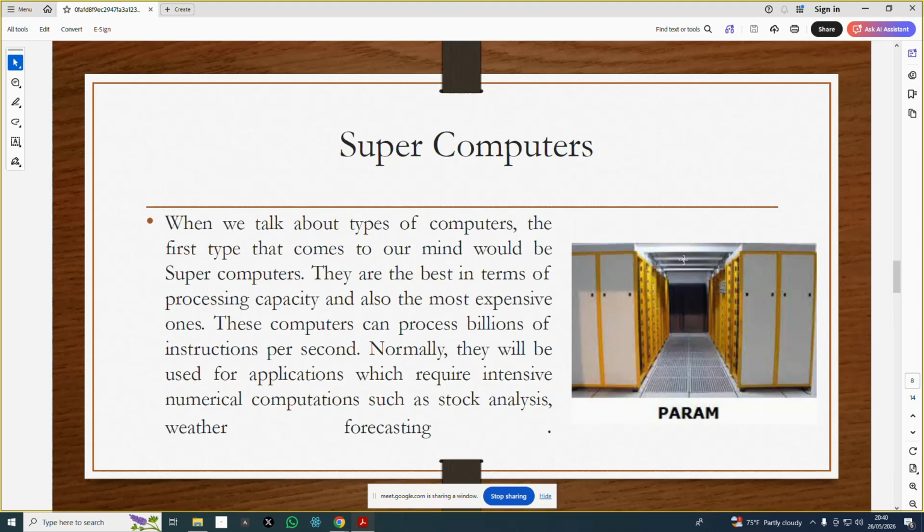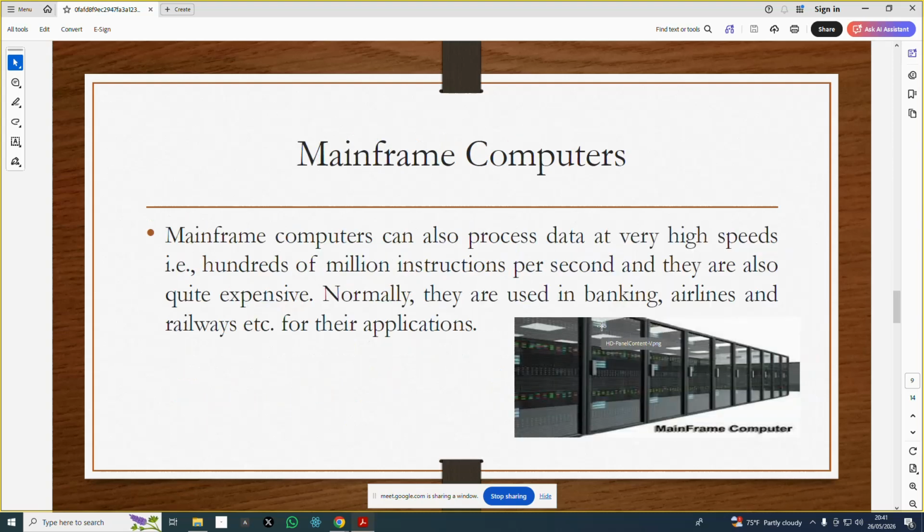So under that we use supercomputers. Stock analysis, weather forecasting. When I talk about weather forecasting, you understand. So from those supercomputers, we go deeper, because supercomputers are the best. Now from supercomputers we go to mainframe computers.